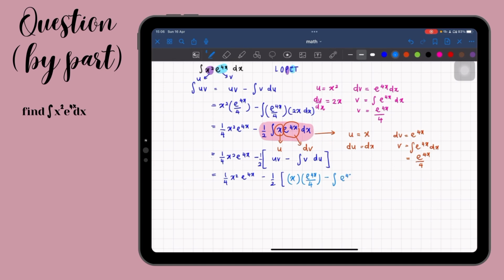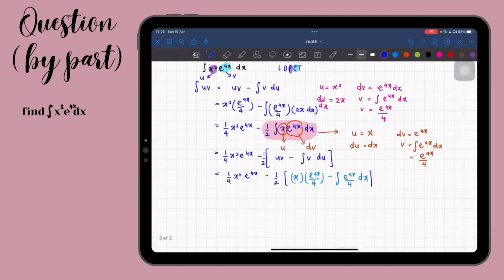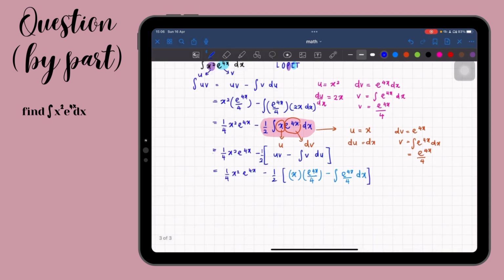So e power of 4x over 4 dx. So close the bracket and we simplify the bracket first. So we substitute, so you get 1 over 4 x squared e power of 4x minus x e power of 4x over 8 plus e power of 4x over 32 plus c.